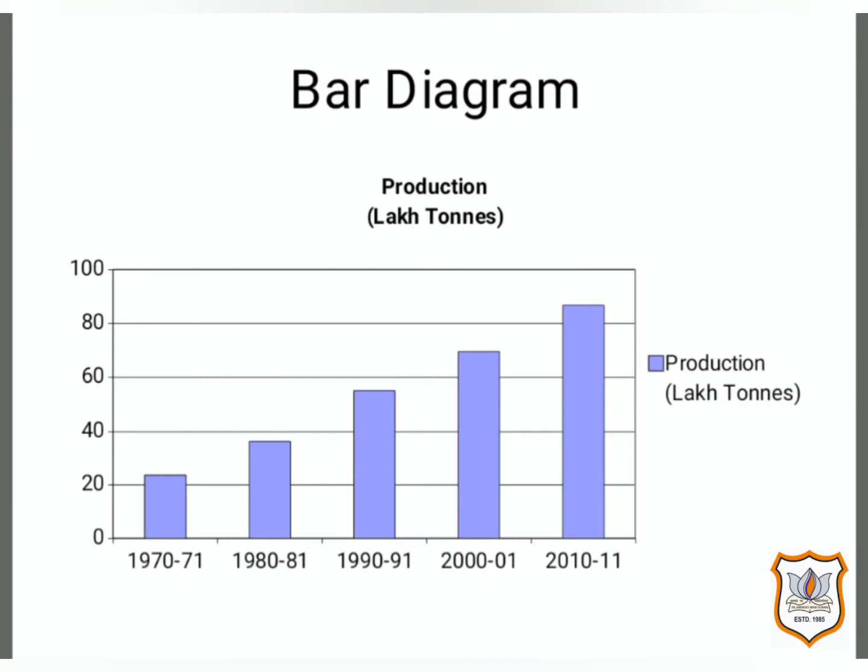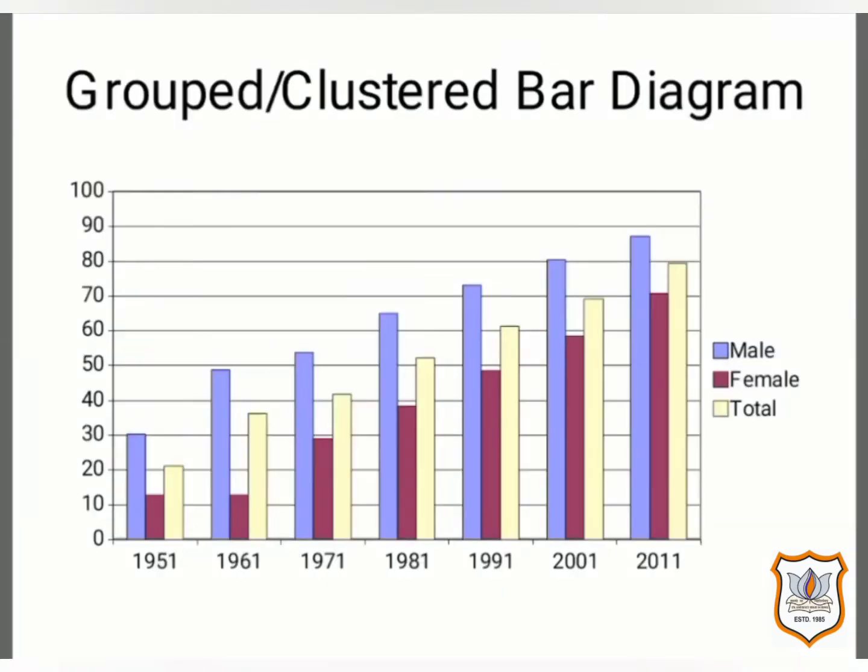Now, let us have a look at the second type, that is grouped or clustered bar diagram. Now, group means more than one. Group or cluster both mean more than one. So these charts are used when the dependent variable is grouped in more than one category. For example, when we want to examine the literacy rates for different years in Gujarat, we can use a grouped bar chart to show male, female and total literacy rates as three categories in one group for 1 year.